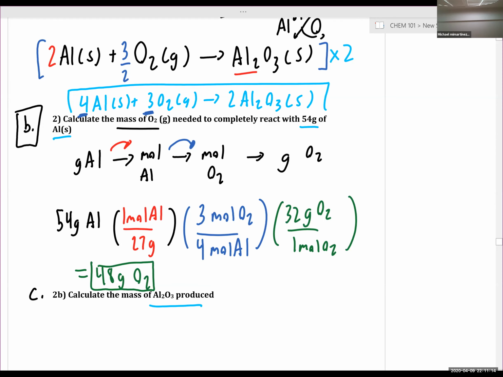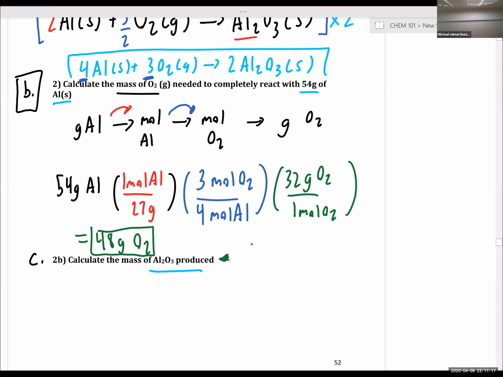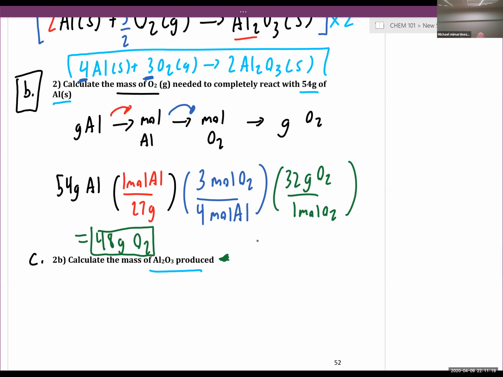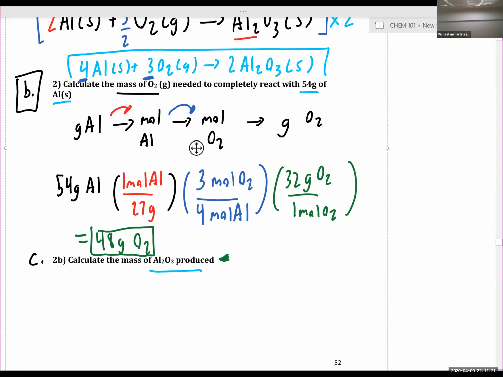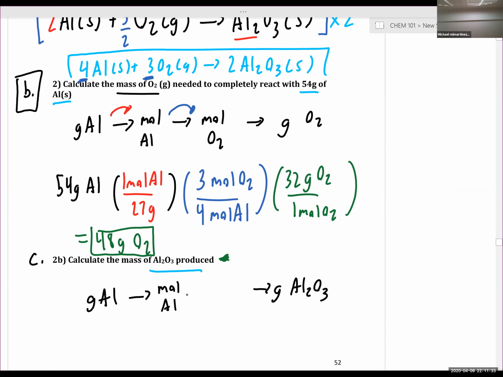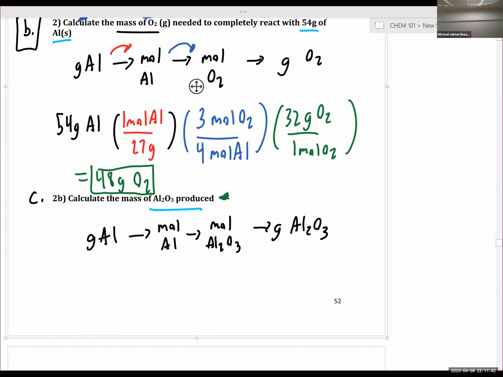Okay, let's tackle this next part. We're asked to calculate the mass of aluminum oxide produced. So we're going, in this case, from grams of aluminum, this time to grams of aluminum oxide. So just like before, we're going to go through moles of aluminum and then convert to moles of aluminum oxide. Okay.